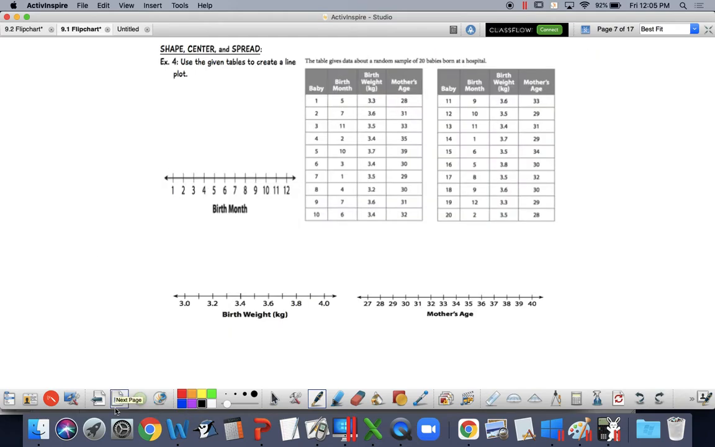All right, the next thing we're going to do, I know, lots of things here, is we're going to create what's called a line plot. Sometimes it's called a dot plot. It's just a different way to look at different data sets, okay?